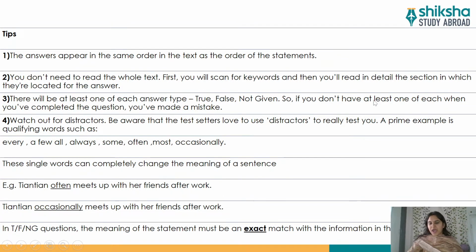So if you don't have at least one of each when you've completed the question, that means you have made a mistake. So you need to revisit your answers and check whether you're having true, false, and not given, all the three, in all of your answers together as well. Okay, you need to check. Because if you're having just the answers as true or just false or just 2 out of 3, then definitely something is missing. Okay, fourth is watch out for distractors.